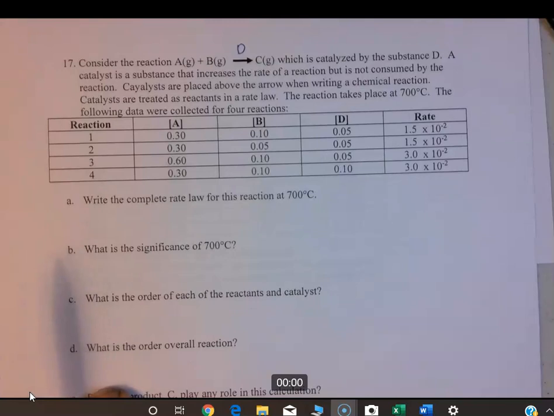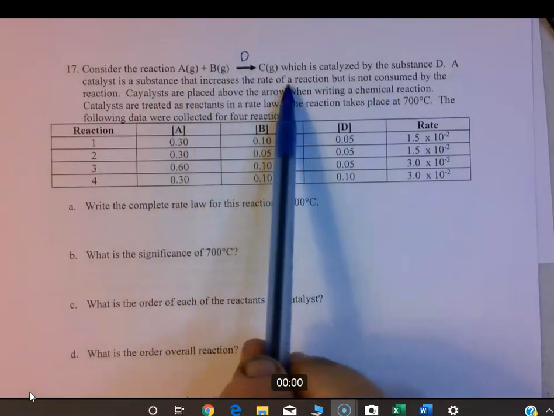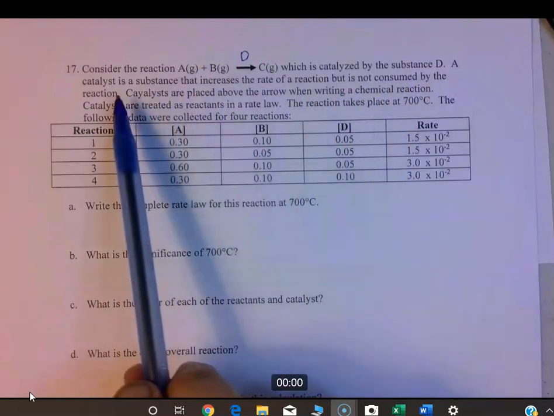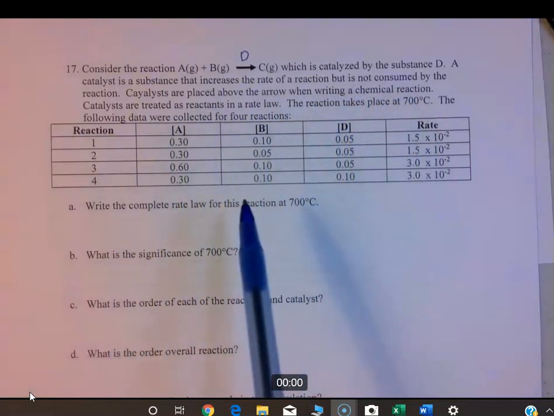I just defined a catalyst here. A catalyst is a substance that increases the rate of a reaction but is not consumed by the reaction. Catalysts are placed above the arrow when writing a chemical reaction.